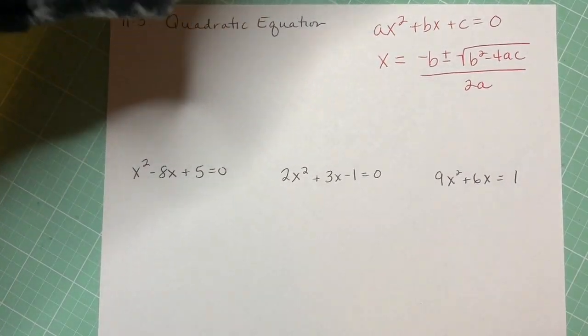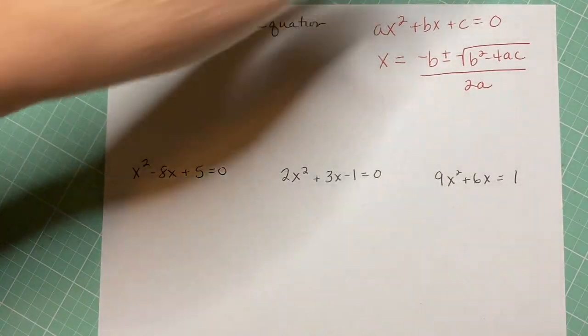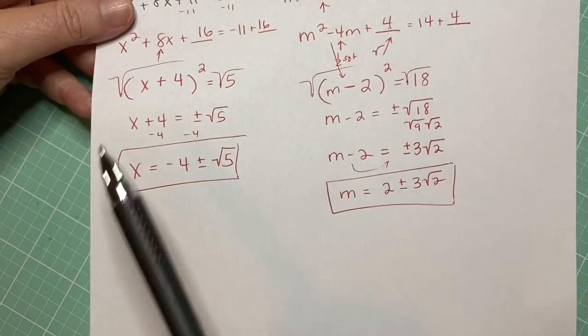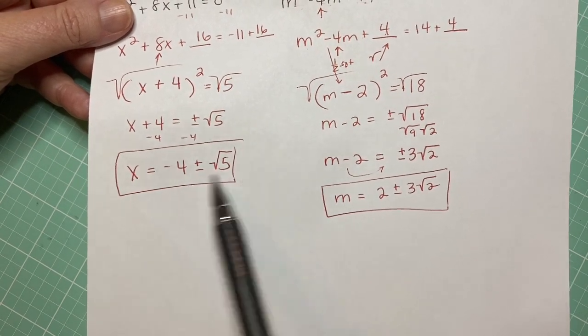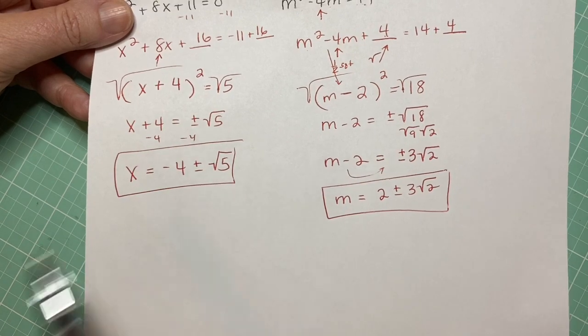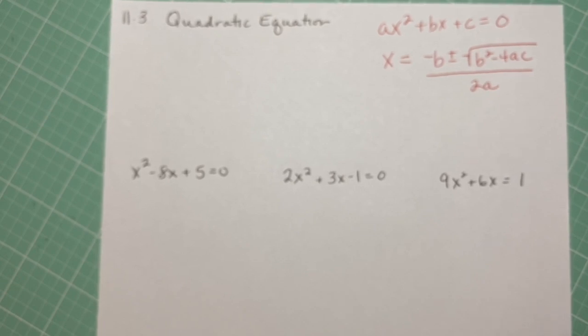And if you notice, from completing the square, our answers when we worked through these ended up as something plus or minus the square root of something over some number. These just happen to be over 1. So completing the square and the quadratic equation will actually give you the same answer.